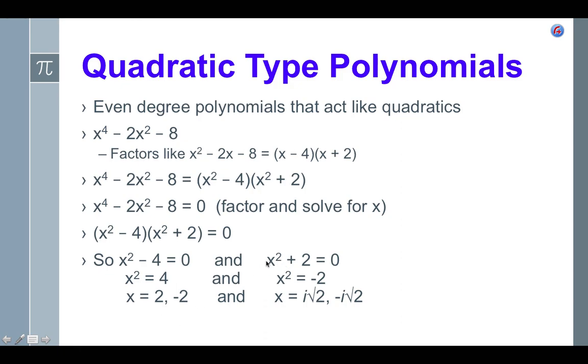Likewise, on the other piece, we would say x squared plus 2 equals 0, so we would subtract 2 from both sides. When we take the square root, we would get the square root of negative 2, but the negative under the radical means the imaginary number i, and we're left with i root 2 and negative i root 2. And you need to notice that there are 4 different answers, or 4 total answers here. And that, again, is what we kind of expect with an x to the fourth polynomial.